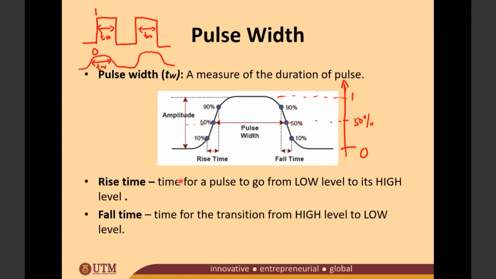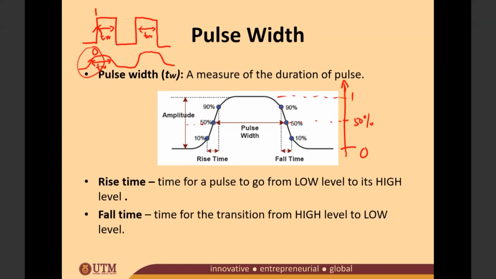Okay, next, kamu nak dapatkan rise time and fall time. Okay, what is a rise time? Rise time is the time for a pulse to go from low level to high level. Okay, yang ni lah rising edge ni tadi. Okay, tapi since dia tak sharp, okay, dia tak berlaku pada waktu yang sama. Okay, so we need to find out what is the rise time. Macam mana nak dapatkan rise time?